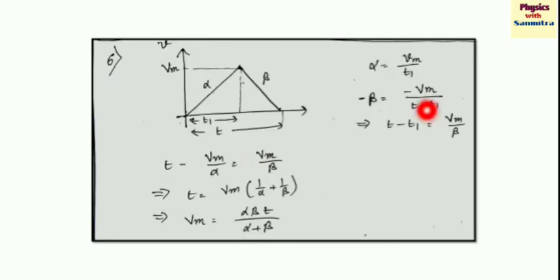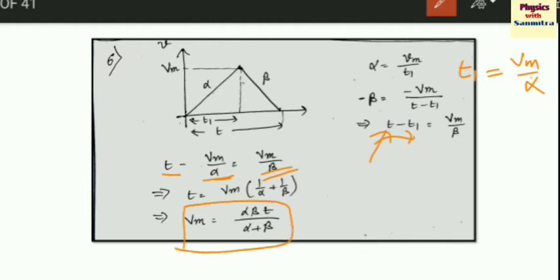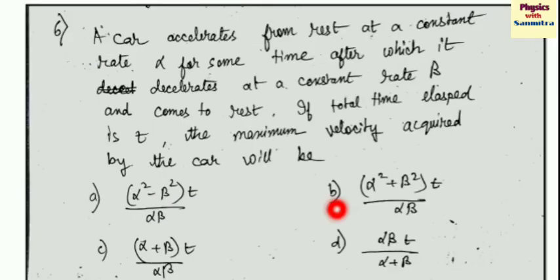t minus t1 is equal to Vm by beta, and alpha is equal to Vm by t1. So t1 is equal to Vm by alpha, and I am putting that here. So t minus Vm by alpha is equal to Vm by beta. So t is equal to Vm into (1 by alpha plus 1 by beta). So Vm is equal to alpha beta t by alpha plus beta. So our correct option is option D.